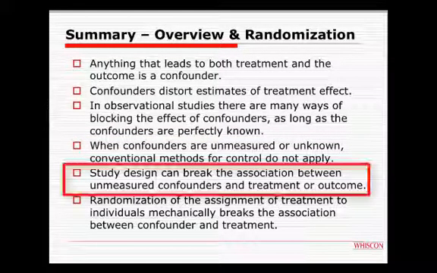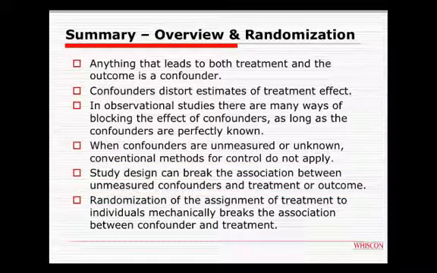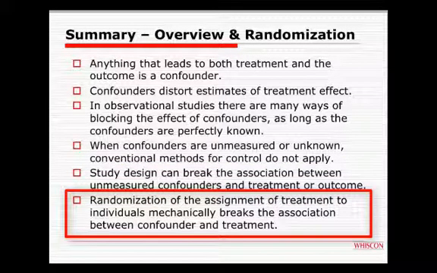However, proper study design can break the association between unmeasured confounders and either treatment or outcome. The first of these is the randomization of treatment assignment to individuals, which mechanically breaks the association between confounder and treatment.